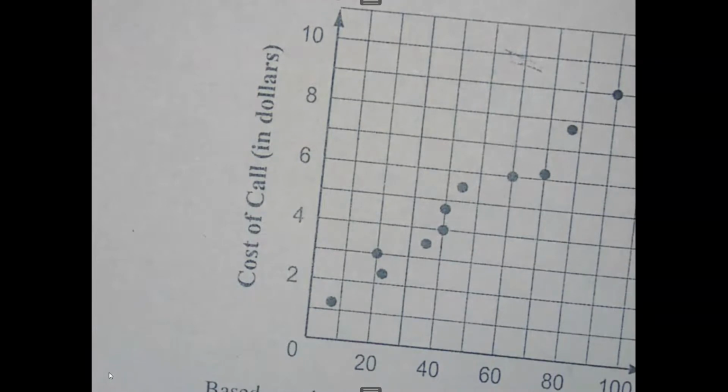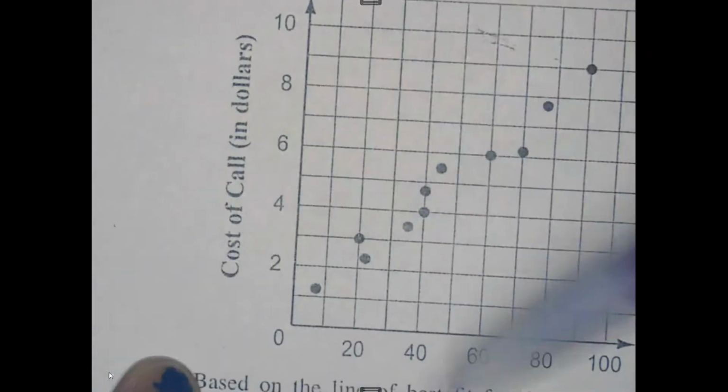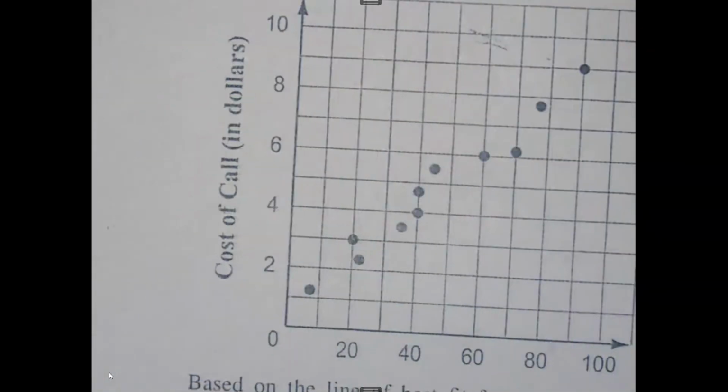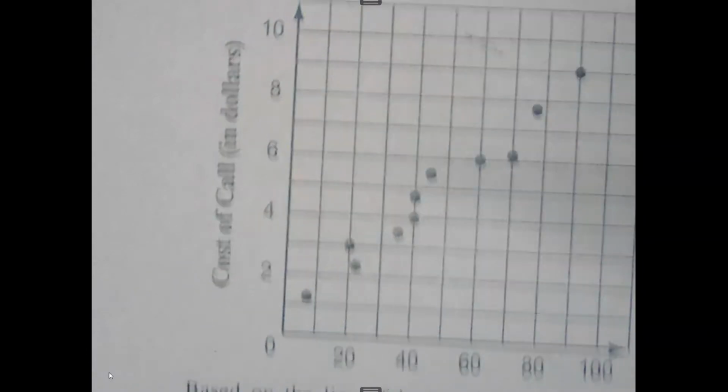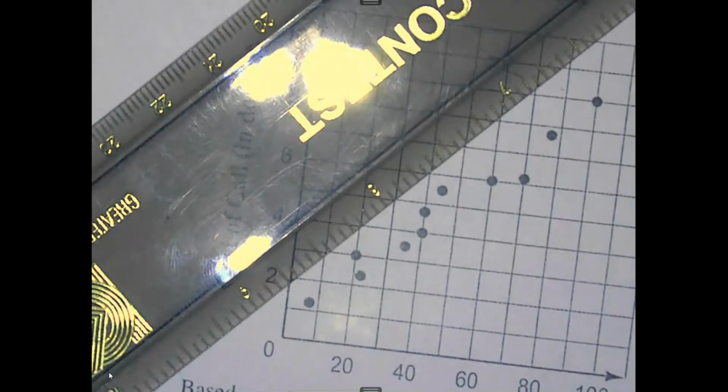The scatter plot below shows the relationship between the length of a long-distance phone call and the cost. Okay, so we have the cost here, and this is how long the phone call was. Based on the line of best fit, or another word for line of best fit is a trend line, I'm going to draw myself my trend line.